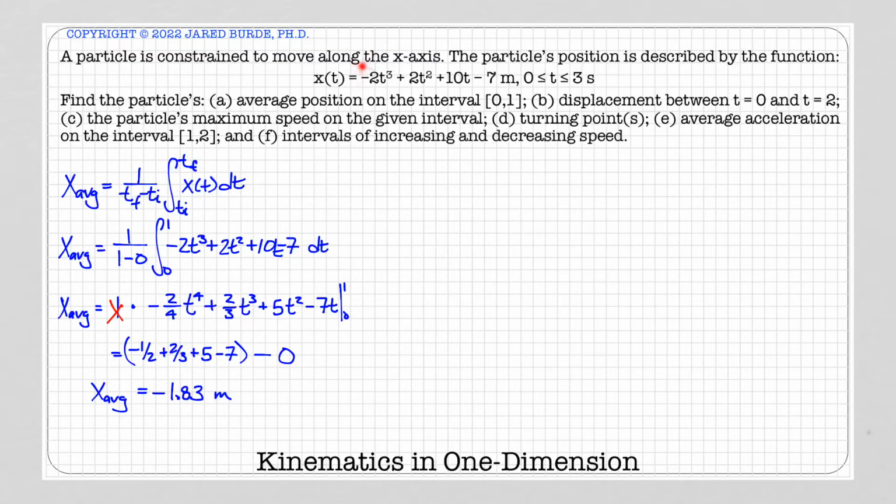This is a negative cubic function, so it plunges down below the origin between 0 and 1, and so it makes sense that we have a negative average value in that region.